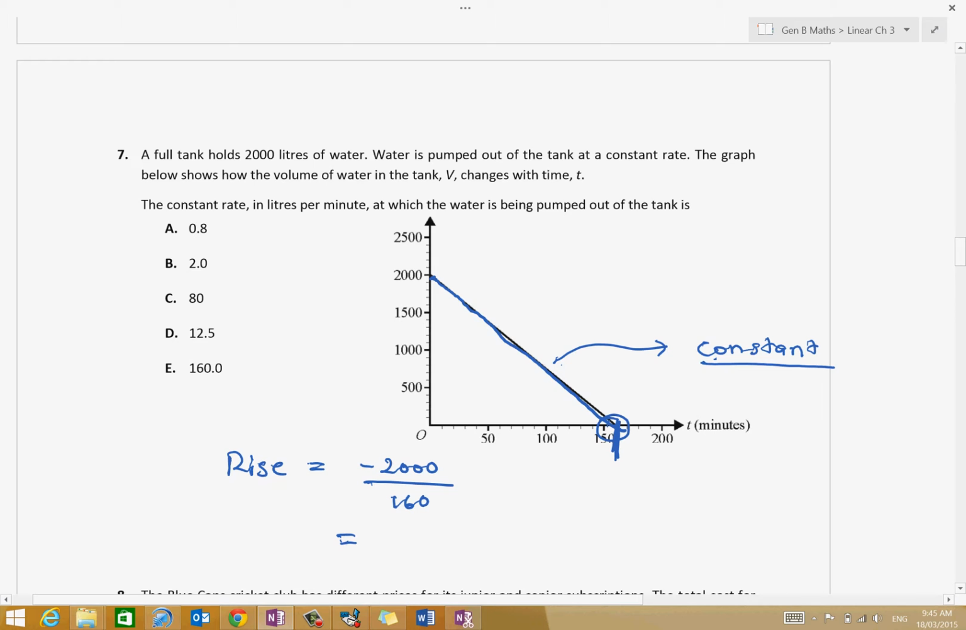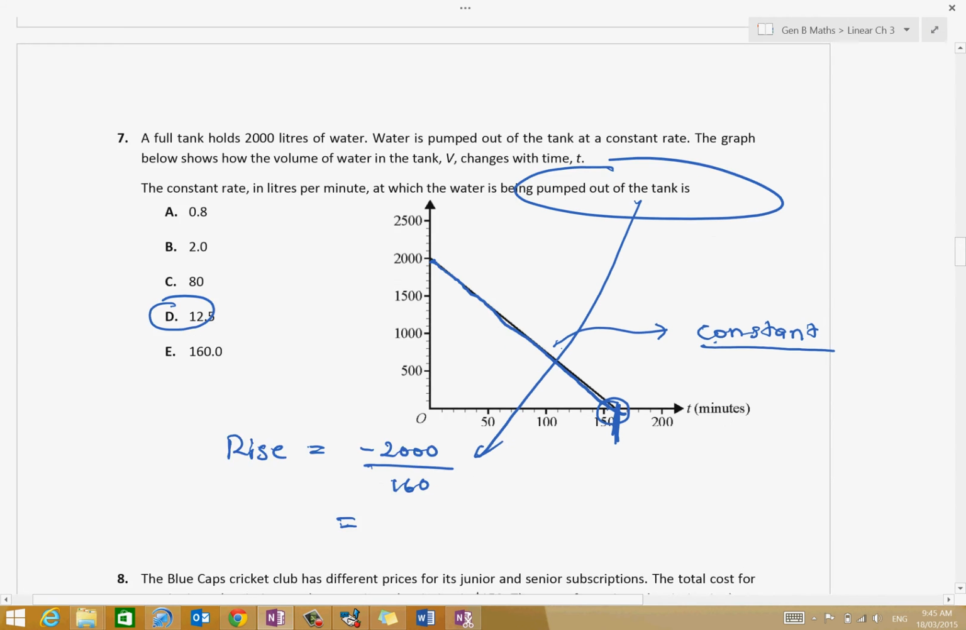Now, first of all, the constant rate at which the water is being pumped out of the tank. Pumped out of the tank means that out means it's negative. So which one of these? 2,000 divided by 160 is? 12.5. Yeah, that sounds right. So the answer is D. Why is it negative 2,000? Yeah, because the rise is negative 2,000. But remember, the question's asking us for pumped out.